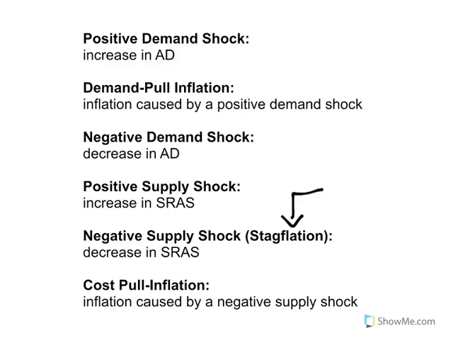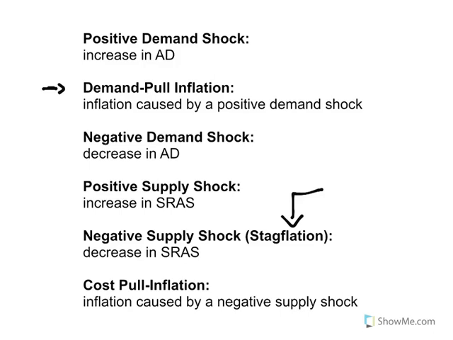Of course, depending upon how we shift the curves, we can get inflation. If we shift aggregate demand to the right, which we're going to look at an example of in just a second, we will get something called demand-pull inflation. This is inflation caused by a positive demand shock, or an increase in aggregate demand. Demand is pulling inflation up. Okay, demand-pull inflation.